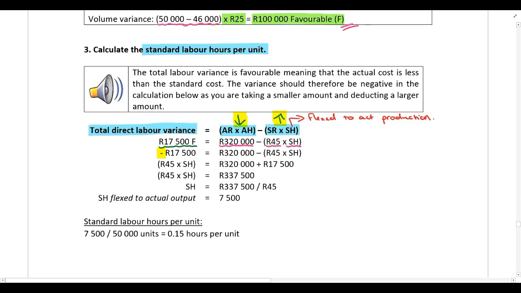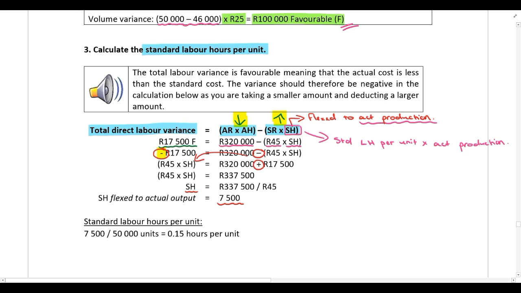All right, so just remember, when you move this across to the other side, the negative is going to become positive, and this negative is also going to become positive when you move it across to the other side. And solve for the standard hours. So you get 7,500 hours when you solve. Now just be careful, guys. This has been flexed to actual production. How do you calculate the standard hours over here? You take the standard labor hours per unit and you multiply by actual production. That's how we perform that calculation.